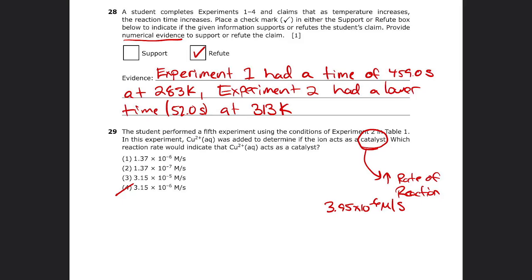3.15 times 10 to the negative 6, that's lower. 3.15 times 10 to the negative 5th, that's going to be higher, right? Because if you think about this, this will have 4 zeros in front of it, whereas this one to the negative 6 will have 5 zeros in front of it. Right, so this answer choice shows an increased rate. These ones are also wrong because they're both lower.